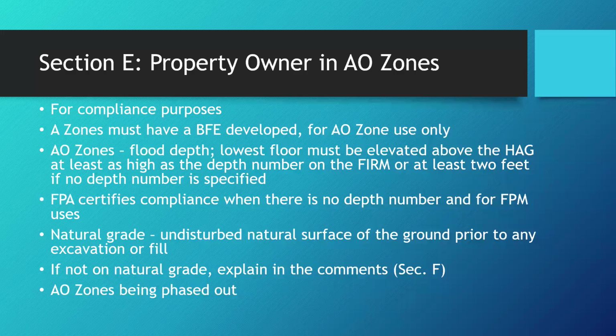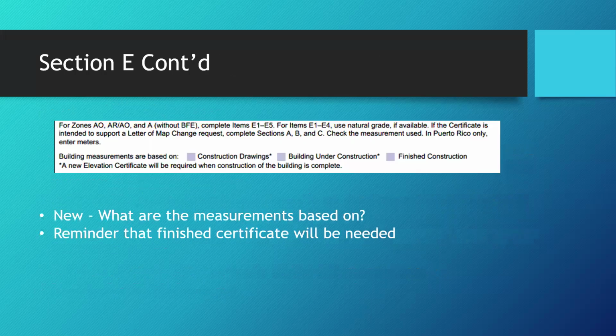And we are phasing AO zones out of our mapping. Again, they're an older style map. We don't have a whole lot of them, and they're usually smaller areas, and we're not mapping new areas. But if you have them, this is what to look for. And so they have this on the form at this point.